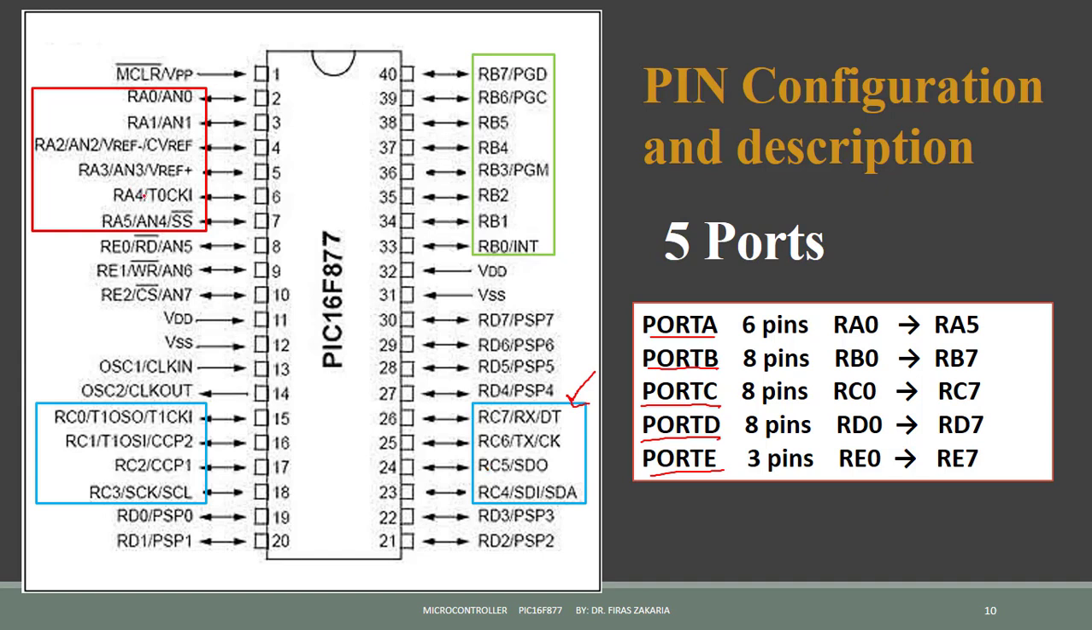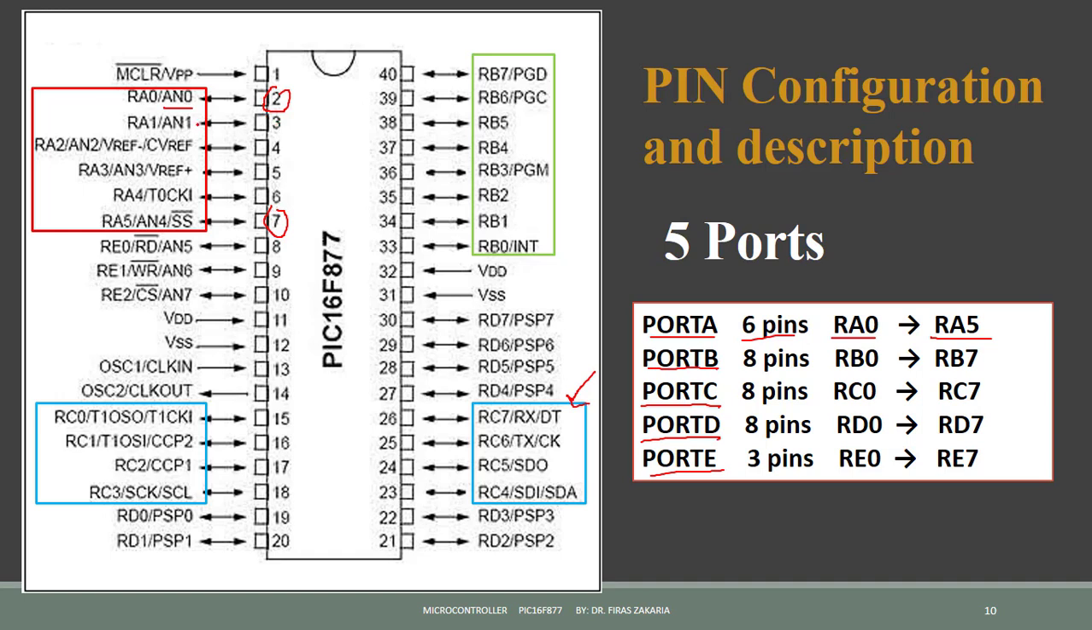Port A consists of 6 pins from RA0 to RA5, from pin 2 to pin 7. All of these are bidirectional input-output pins, so they can be used as input or as output pins. Pin 2 can also be used as an analog pin. AN0 means analog, so we can use this pin as an analog pin. It has a built-in analog to digital converter.